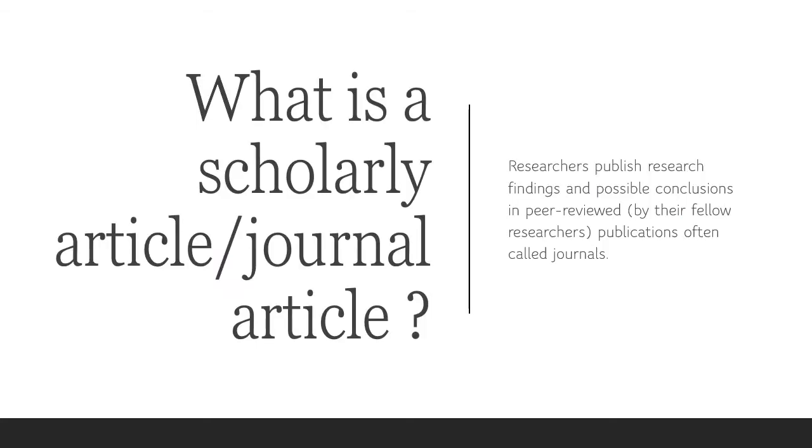So I said at the beginning that this was going to be a talk about annotating a scholarly article or journal article. We talked briefly about what annotation is, but what is a scholarly article or a journal article? What do we mean when we say that? So researchers, usually at a university or college, publish the research that they've done and the experiments that they've done and the conclusions that they found in a paper.